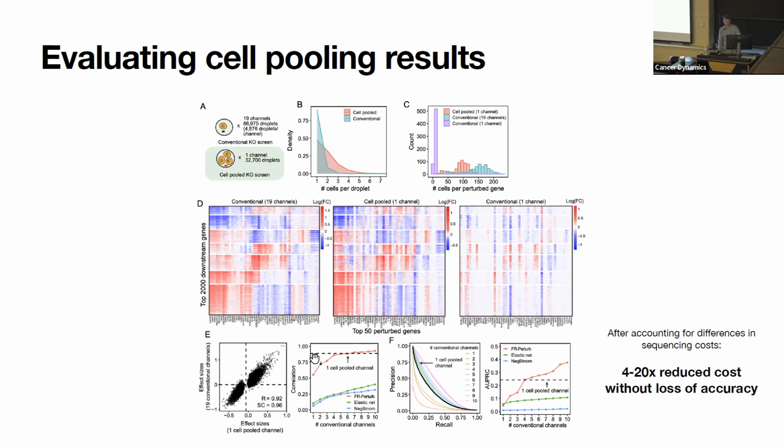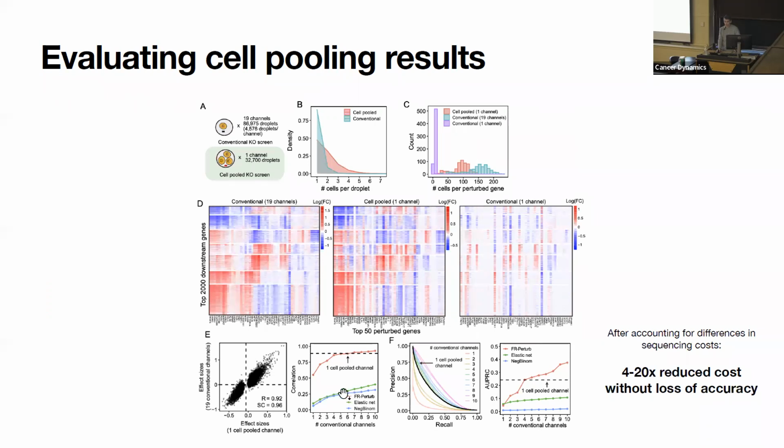The dotted line is the correlation between my cell pooled experiment and the withheld validation data. The red line shows what happens if I analyze the conventional data with our FRperturb method: if I use a single channel of conventional data, what's my correlation with the validation data? If I use 2 channels and so on.